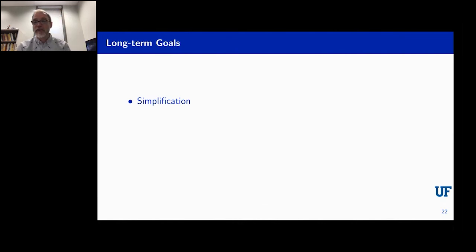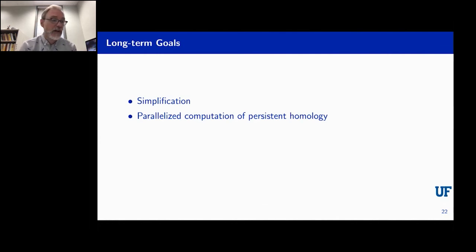So some other long-term goals. We want to use this for simplification. Can we use this to simplify complexes so that computing Betti numbers becomes easier, for example? Can we use this to help parallelize computation of persistent homology? Now, there are parallelized algorithms for computing persistence out there. What we mean here is that we want to do it with respect to the stratification, and then can we glue it together later?